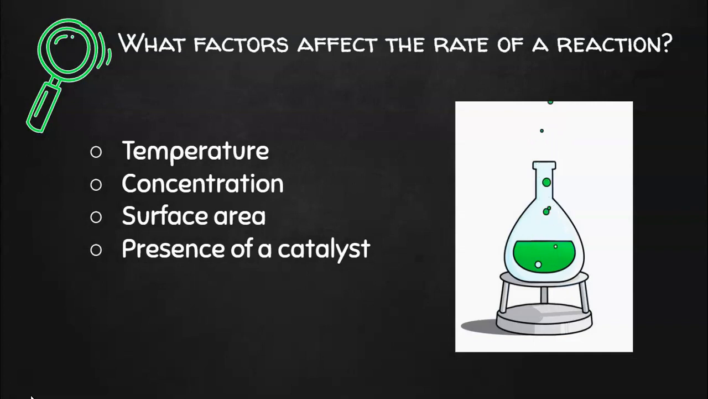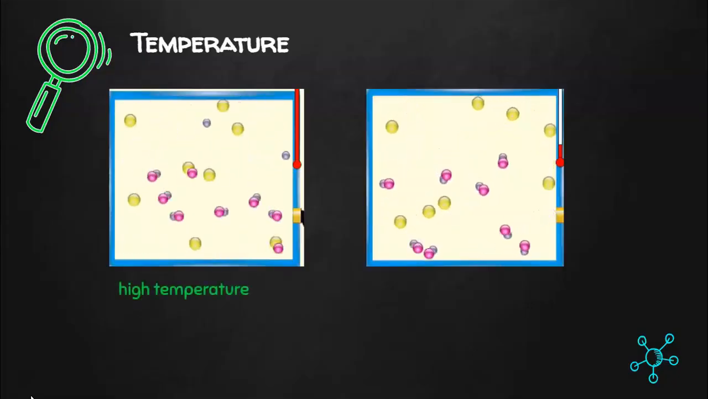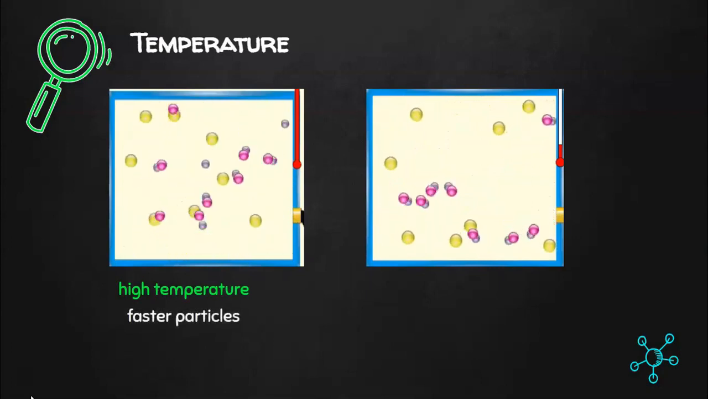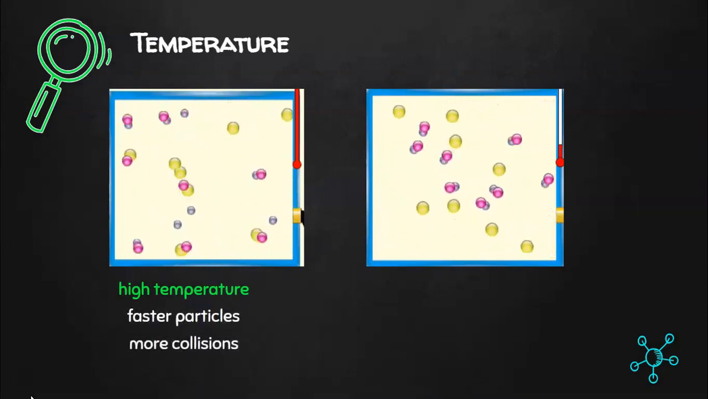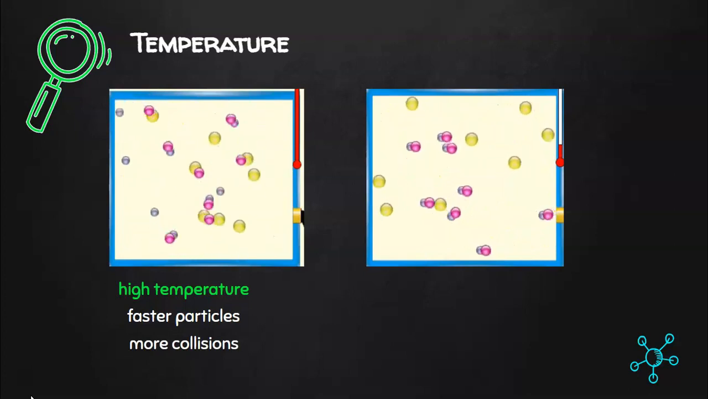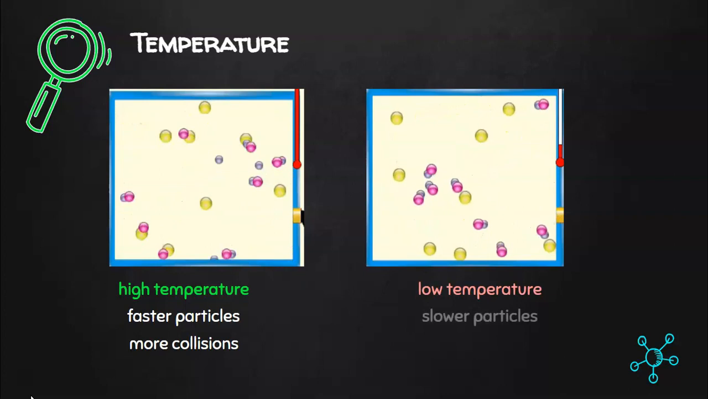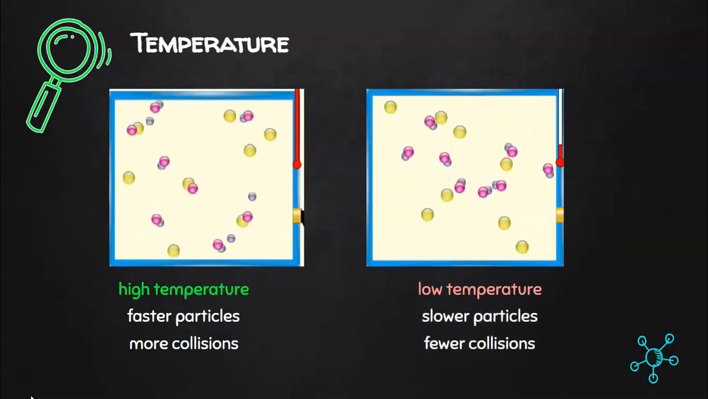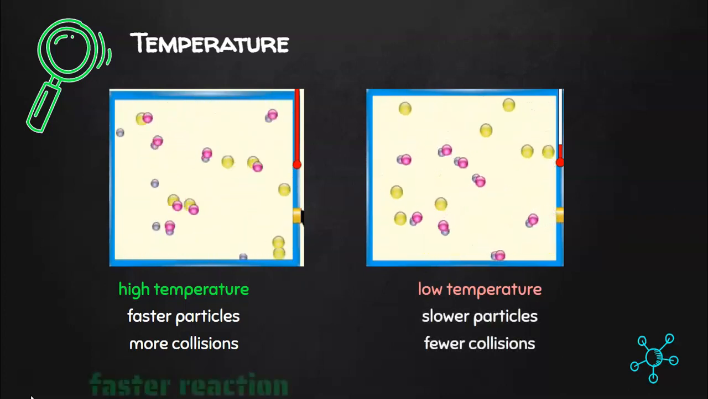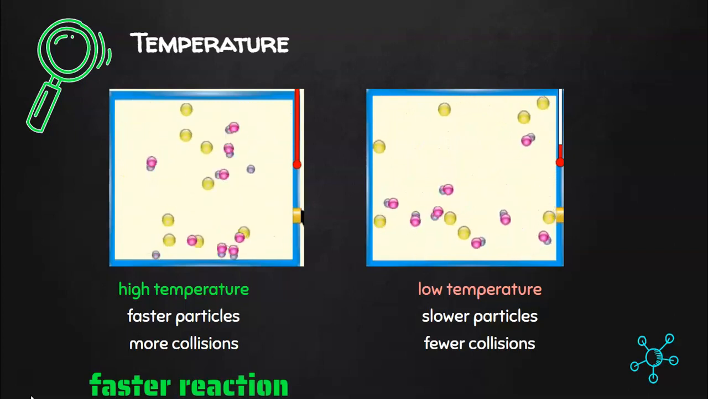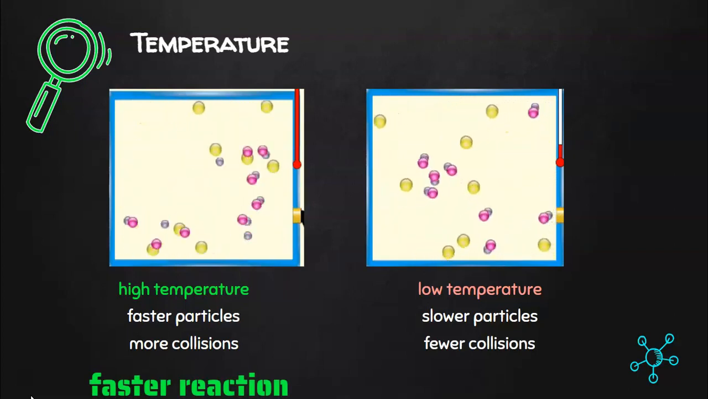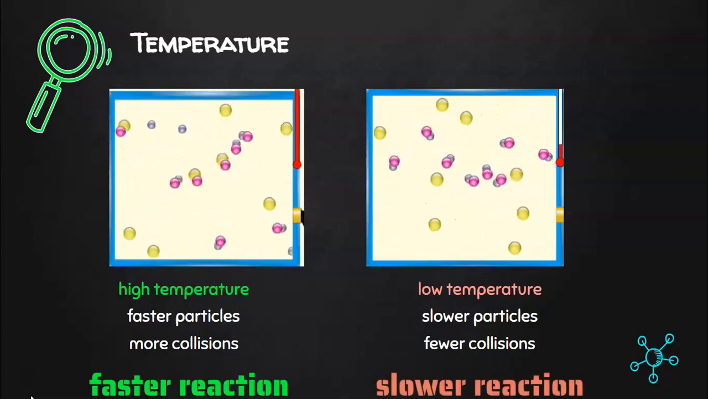We'll cover 4 factors that affect the rate of a chemical reaction: temperature, concentration, surface area, and the presence of a catalyst. At high temperature, particles are moving faster, and therefore they have more frequent collisions with each other. At lower temperatures, the reactant particles will move slower, and because they're moving slower, they have less frequent collisions. So because of this, at higher temperature, we have a faster reaction, and at low temperature, we have slower reactions.